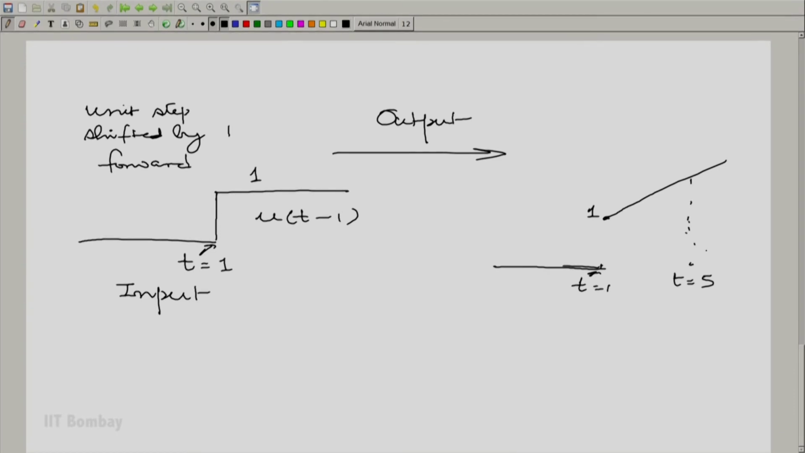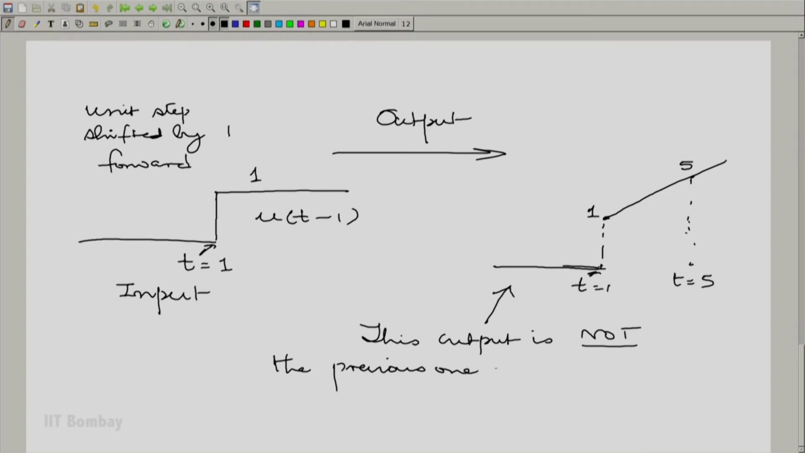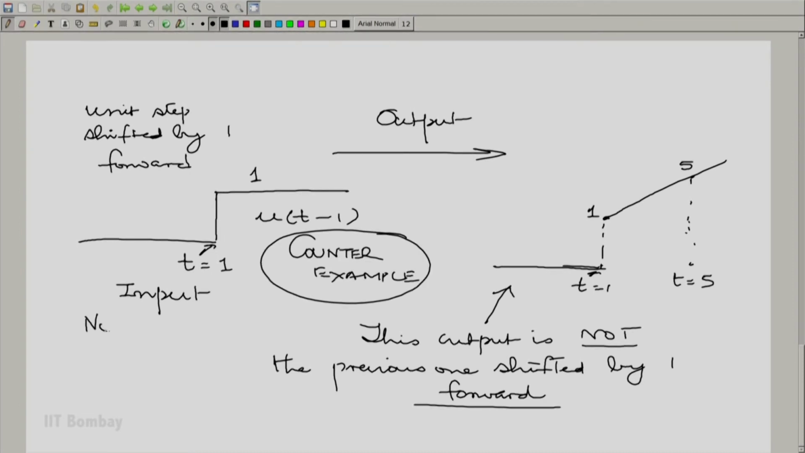At t equal to 5, the output is going to be 5, and this output, as we see it, is not the same as the previous one shifted by 1. This is very important. It's not the previous output shifted by 1 forward. And therefore, with this one counter example, we have shown the system is not shift invariant.